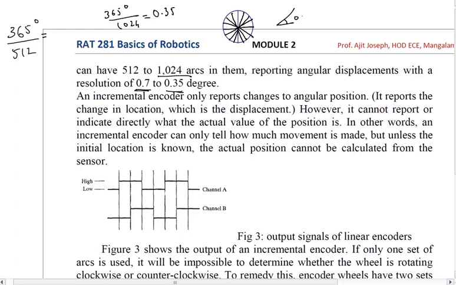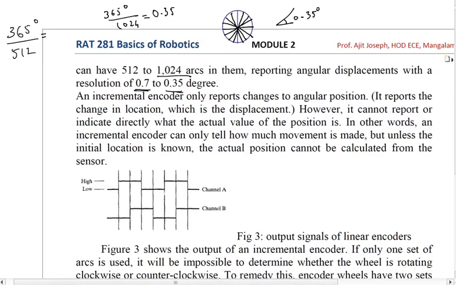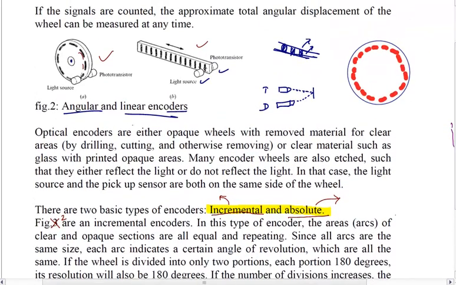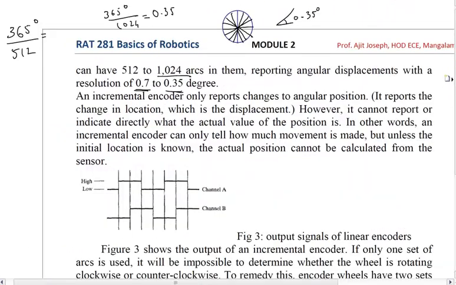So I will have that small increment to be 0.35 degrees. That means I will be able to measure a small displacement of 0.35 degrees. Now as it is written that it is an incremental encoder, what an incremental encoder can do is it can only give what is the change.